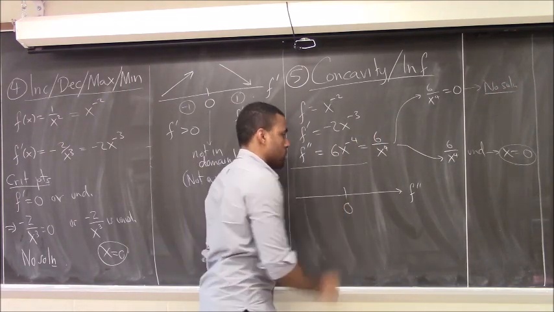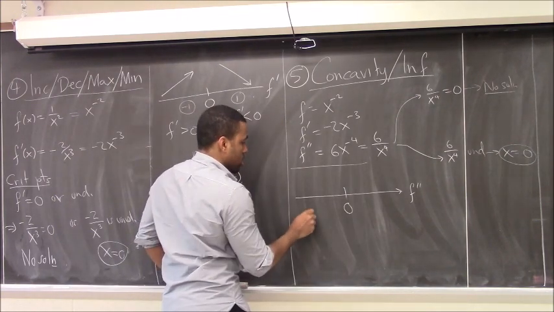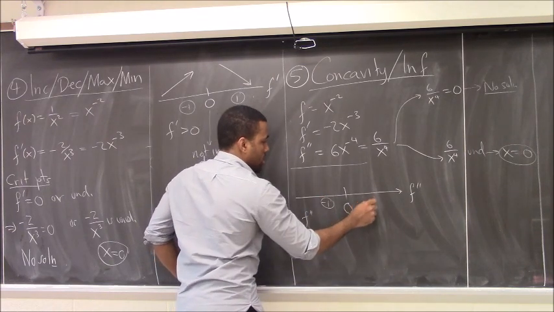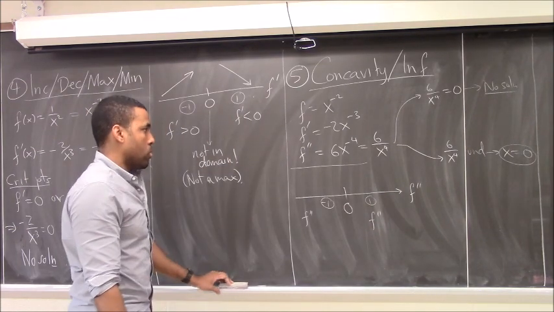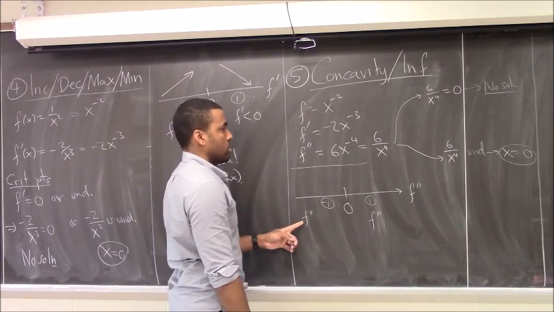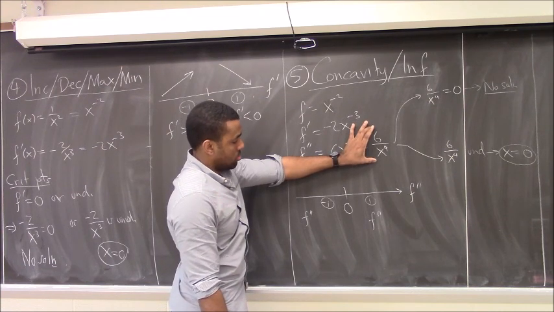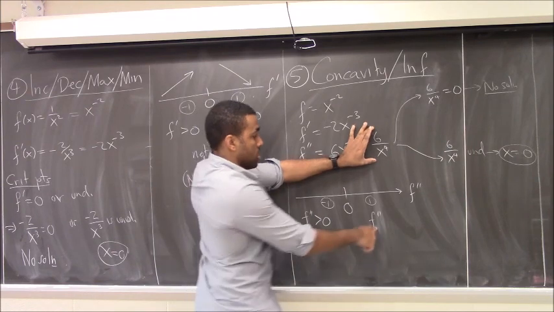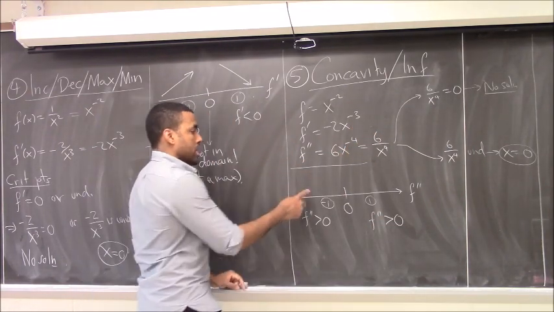So 0 is my only point that I'm going to test around. And I'm testing into the second derivative. So I pick a random point like minus 1. Pick a random point like 1. And what is the sign of the second derivative here? Because this is my function. Positive. Positive. Also positive. And this, again, positive. It's always positive.